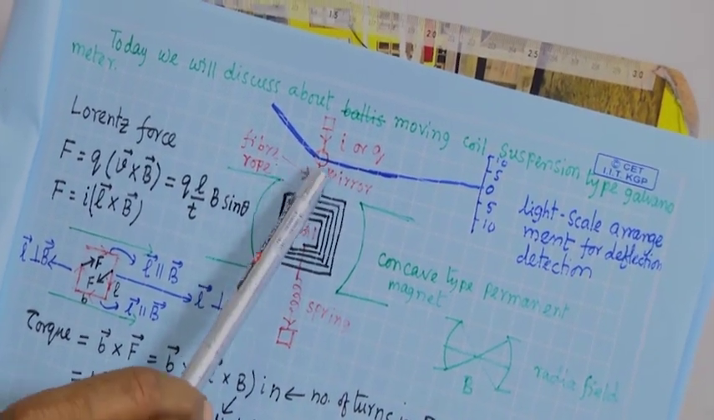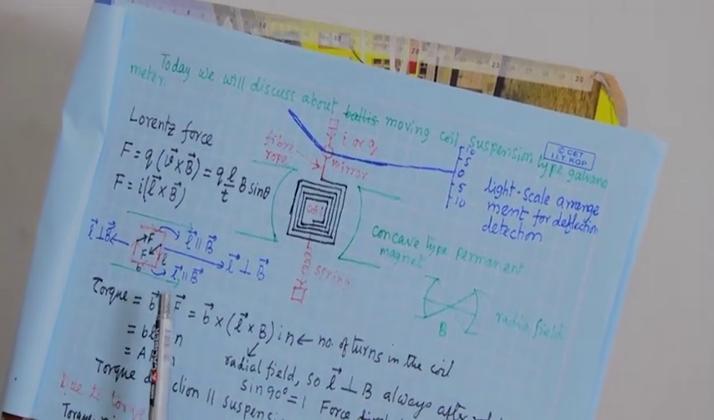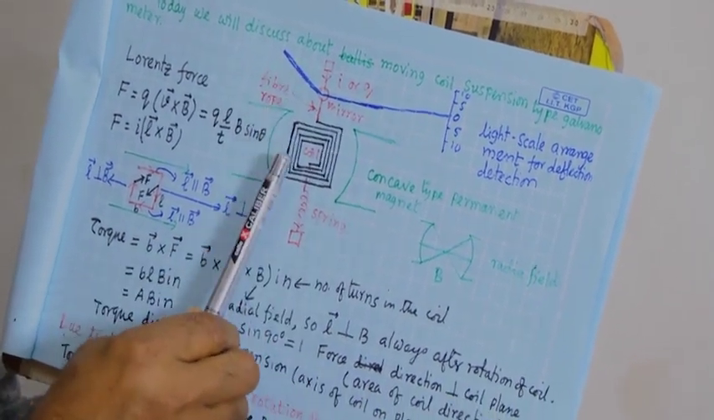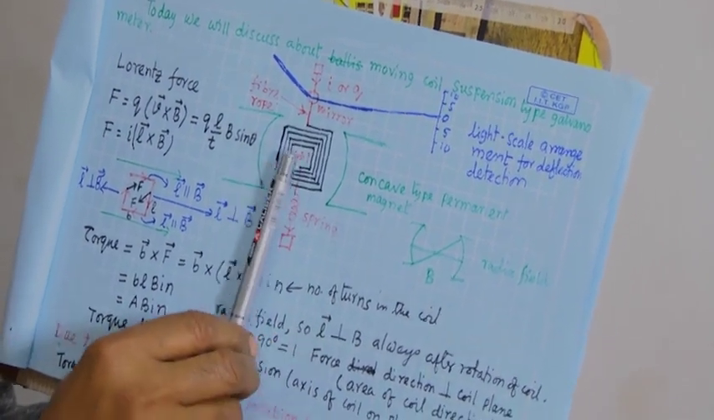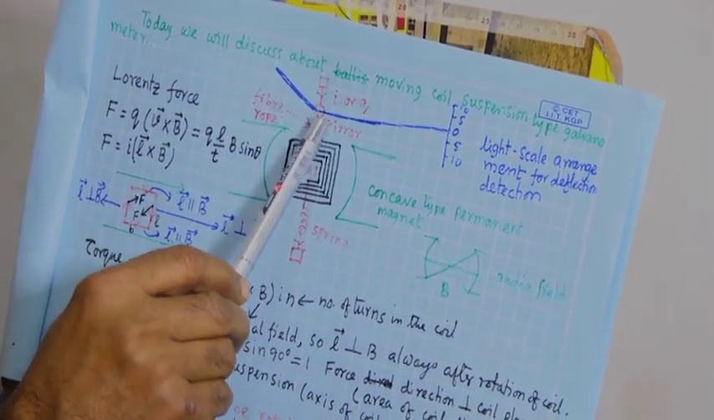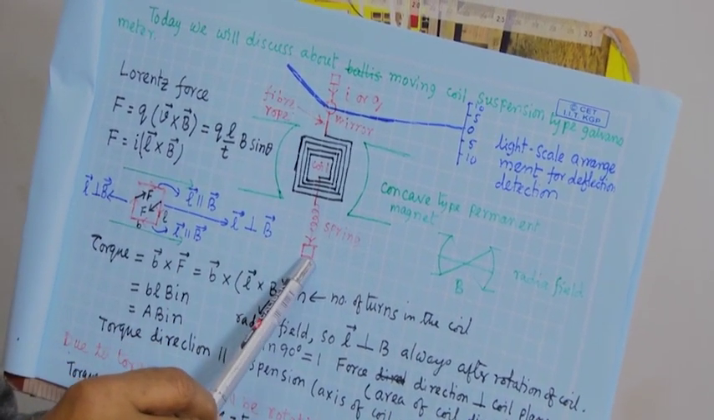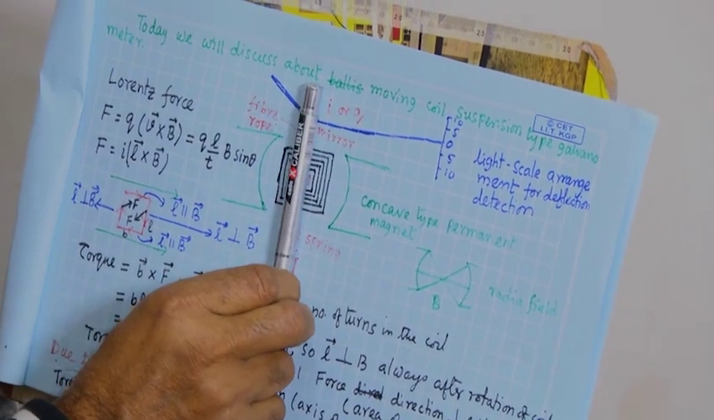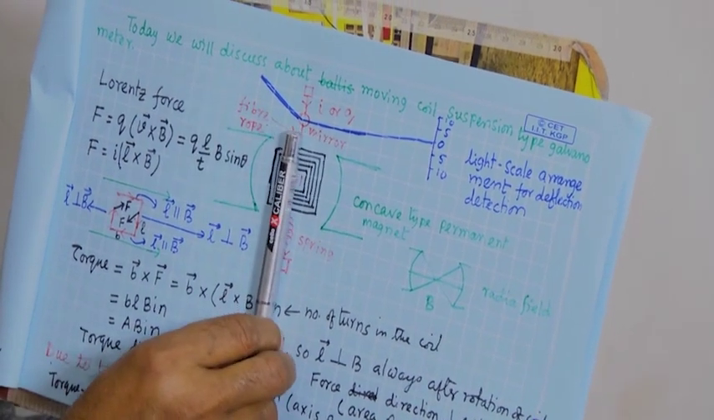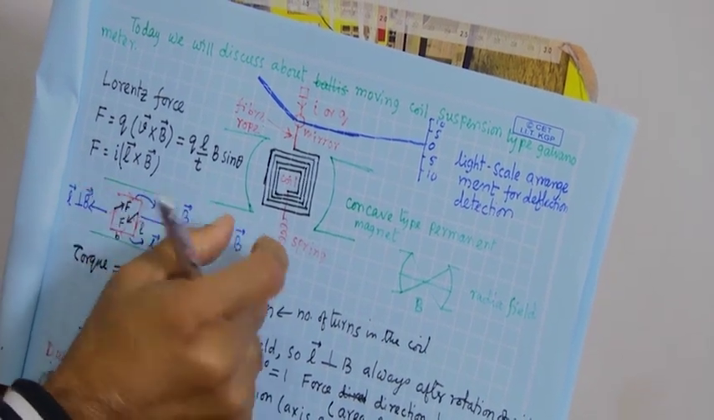Now when current flows through this coil, what will happen? This coil will rotate. Why will the coil rotate? It rotates with respect to the suspension of this coil, which is taken as the axis. This fiber rope is taken as the axis of rotation, and the coil will rotate by some angle theta.